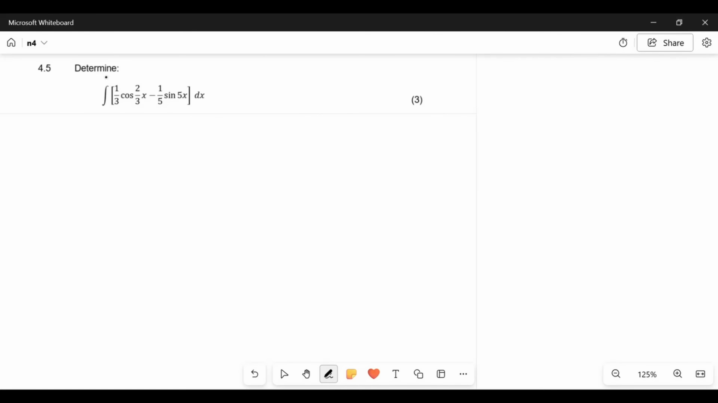Now, 4.5, they just want us to determine here. So we have this integral here. We just need to integrate, nothing more. So let's start. There's no simplification required here. We just have to integrate. I think the trick here is because we have fractions.